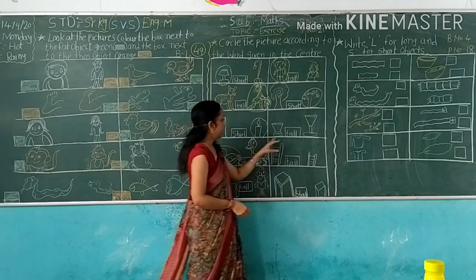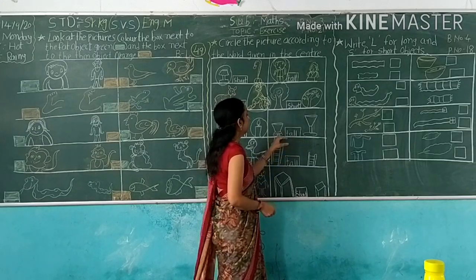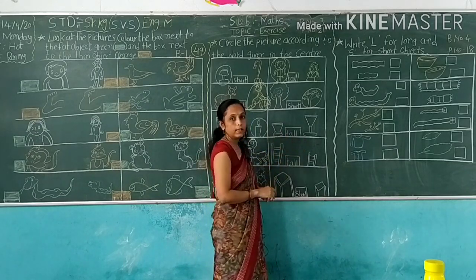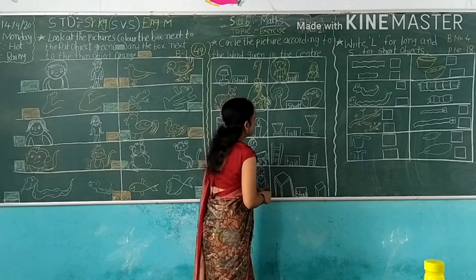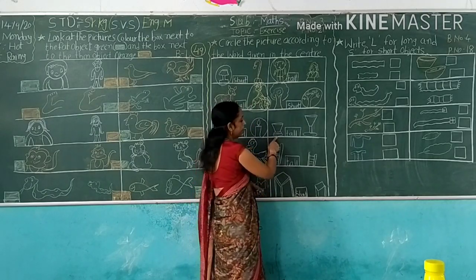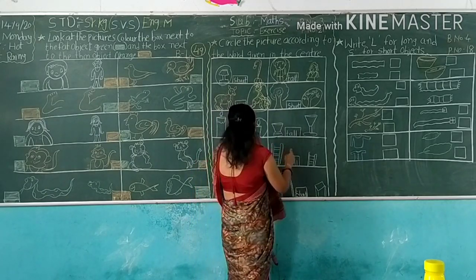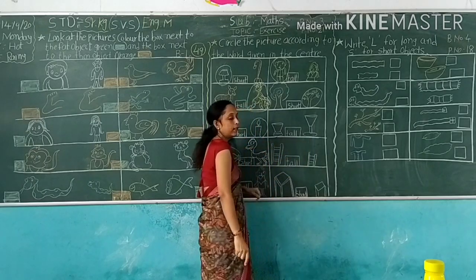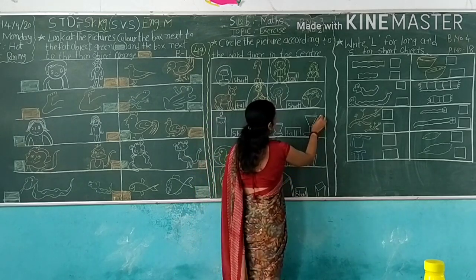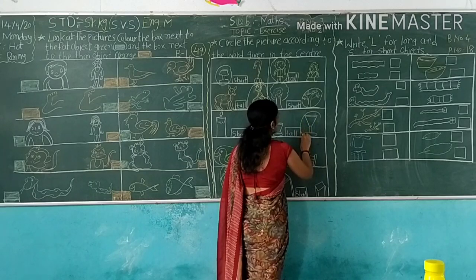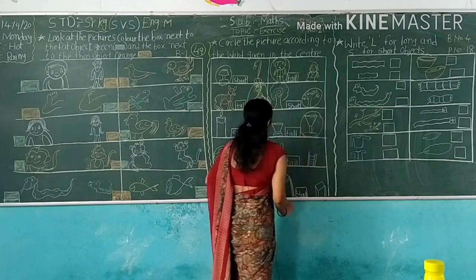Here look here. Here I drawn two glass. One is tall and other one is short. So which object is tall? This? No. This object is short. This? Yes, correct answer. This object is tall. So we circle this tall object.